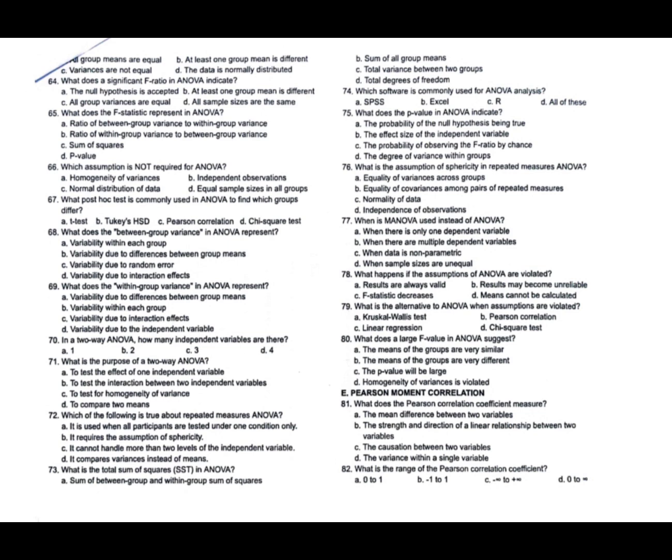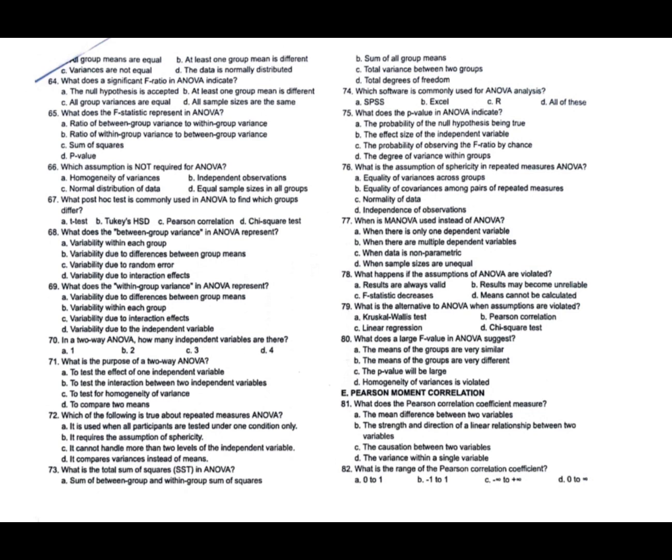68. What does the between group variance in ANOVA represent? It represents variability due to difference between group means, letter B. What does the within group variance in ANOVA represent? Variability within each group, letter B. In two-way ANOVA, how many independent variables are there? So the answer is 2, letter B.